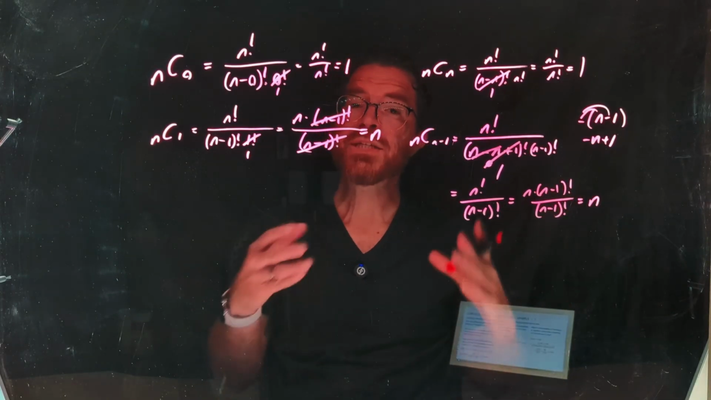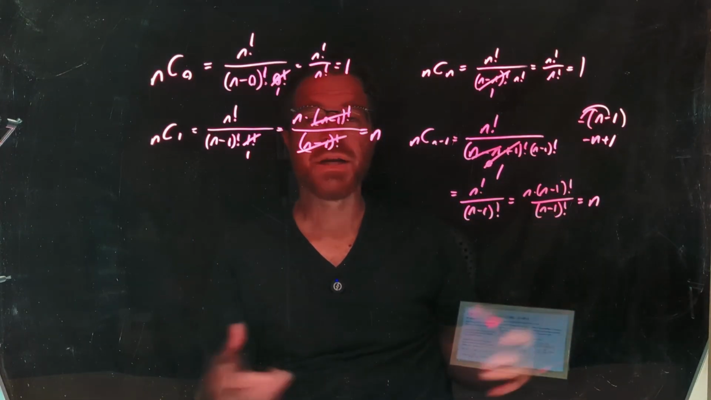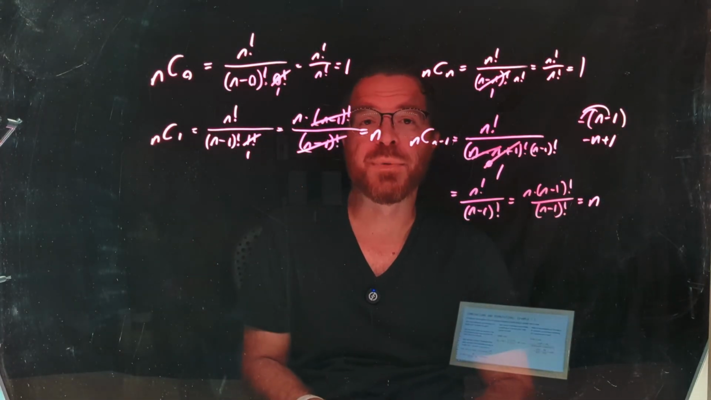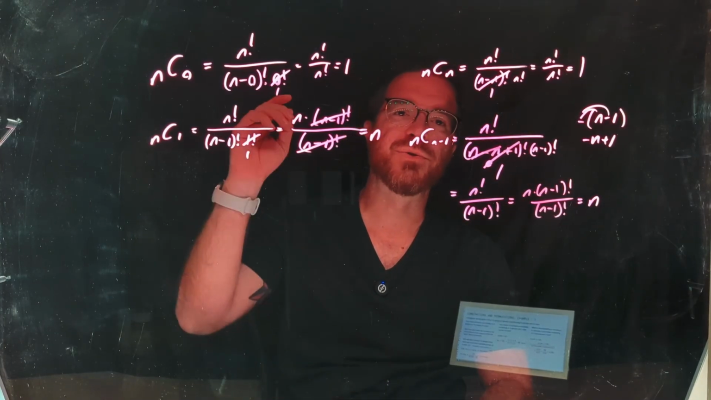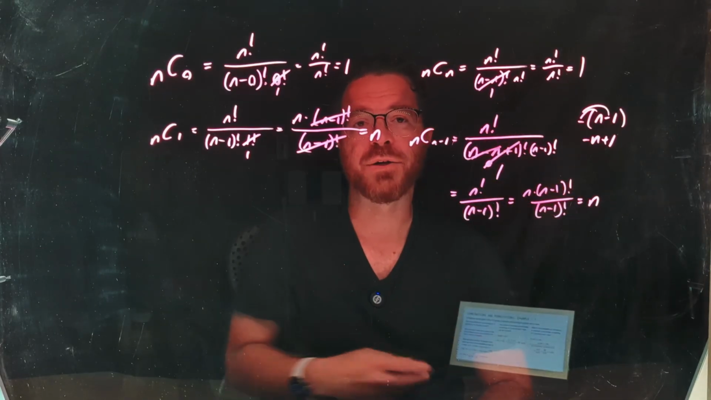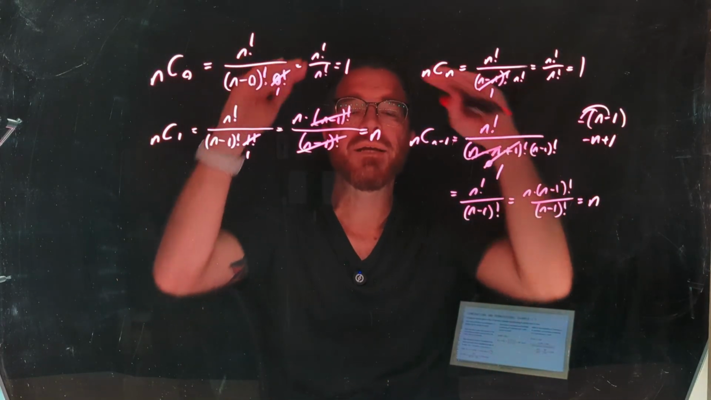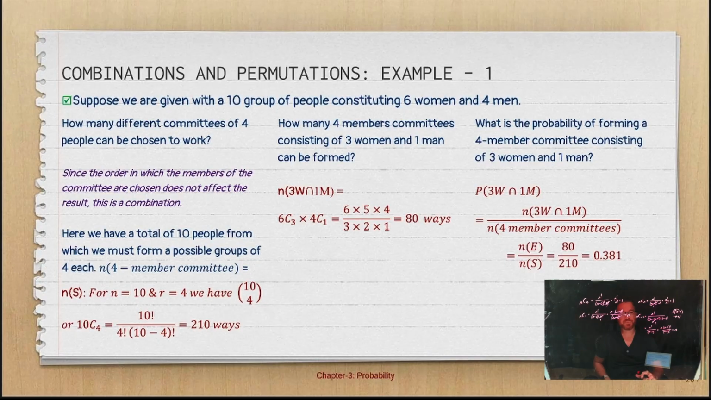So this is true no matter what size sample you have. If you have 100, 100 choose 0 will be equal to 1. 100 choose 100 will be equal to 1. 100 choose 1 will be equal to 100. 100 choose 99 will be equal to 100. And then for every step you come in, they will be the same outcome. They will be the same value.